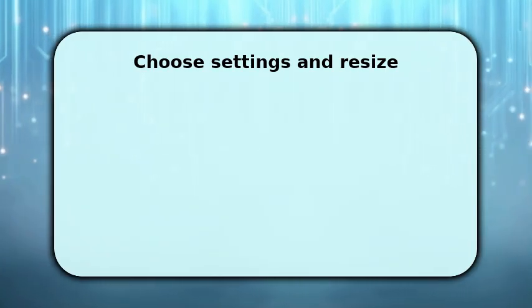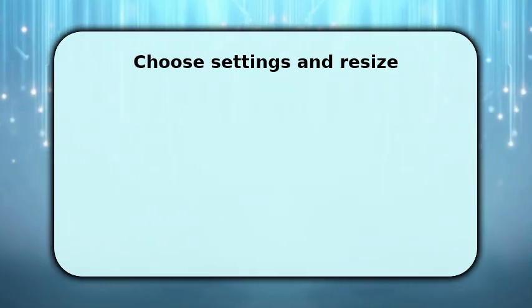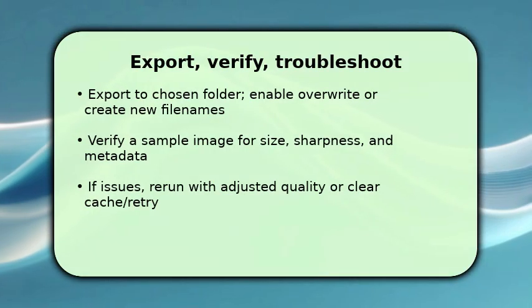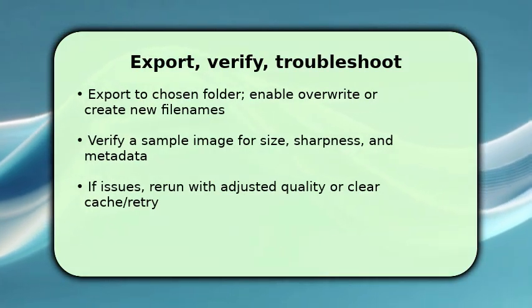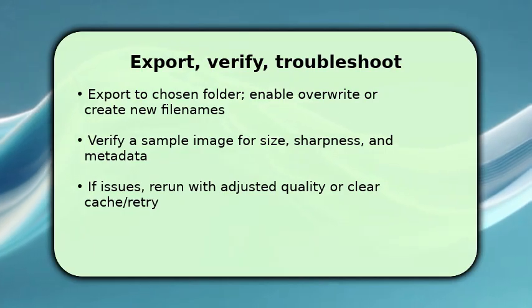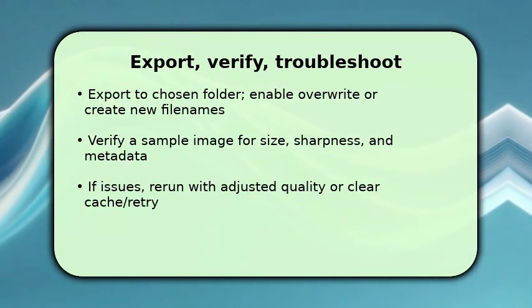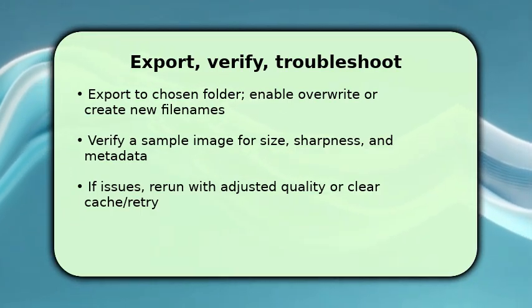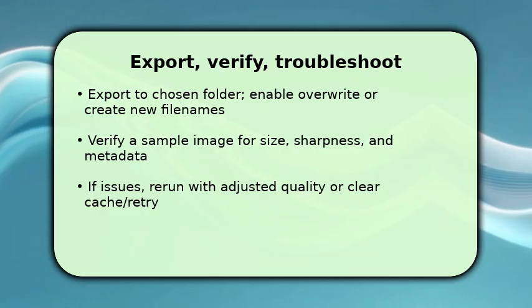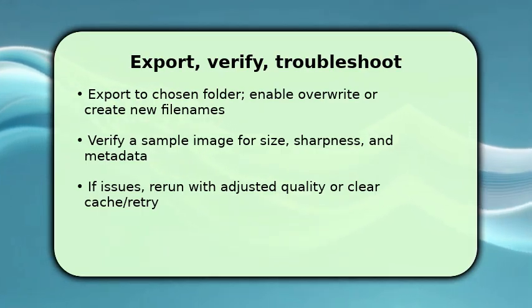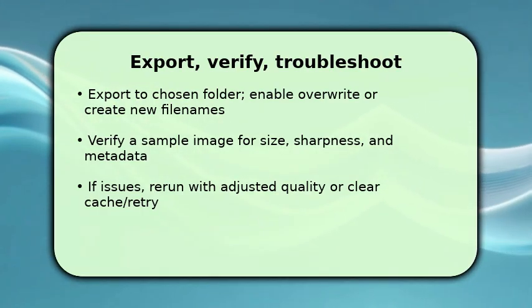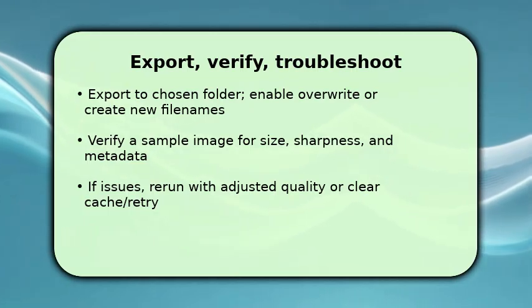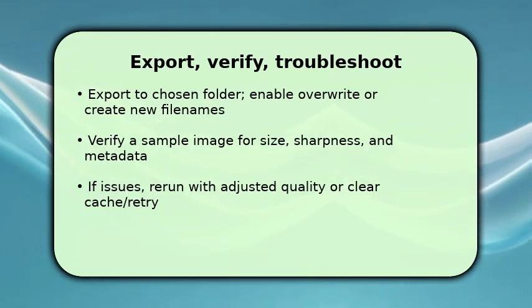You finish by exporting the processed images to your chosen folder and deciding whether to overwrite originals or create new file names. Once exported, verify a sample file for final file size, sharpness, and that metadata is preserved if you need it. If images look too soft or too large, rerun with a slightly higher or lower quality setting. If the app stalls or exports fail, clear its cache, restart the app, and retry.